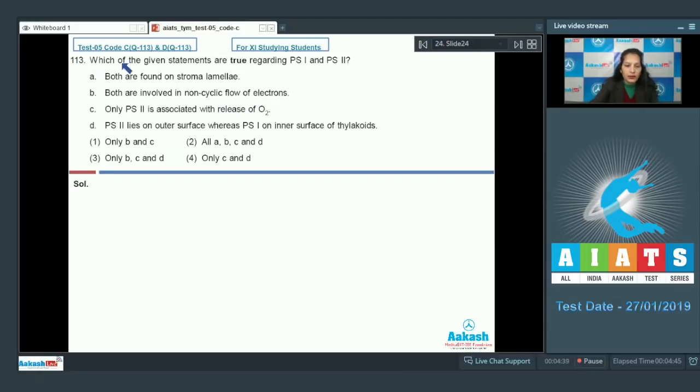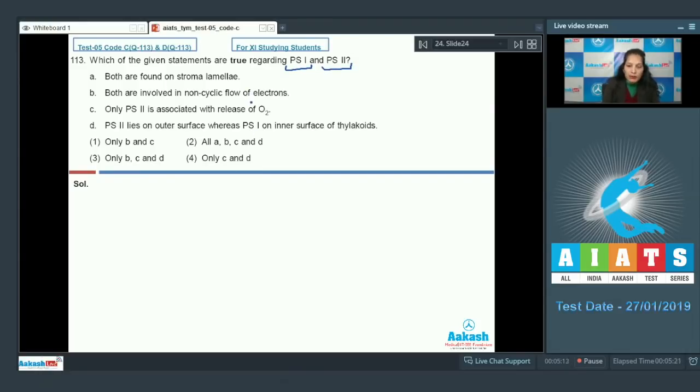Question number 113. Which of the given statements are true regarding PS1 and PS2? A. Both are found on stroma lamellae. B. Both are involved in non-cyclic flow of electrons. C. Only PS2 is associated with the release of oxygen. D. PS2 lies on outer surface whereas PS1 on inner surface of thylakoids. First option only B and C, second all A, B, C and D, third only B, C and D, fourth only C and D. See the statements which are true for PS1 and PS2, choose them.